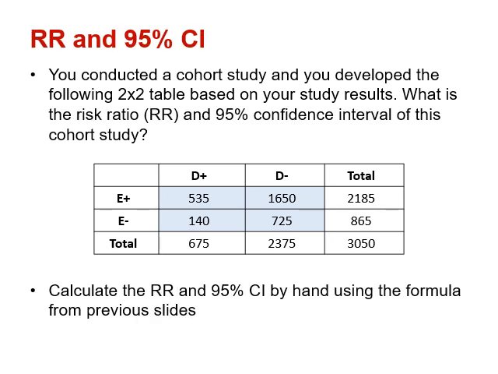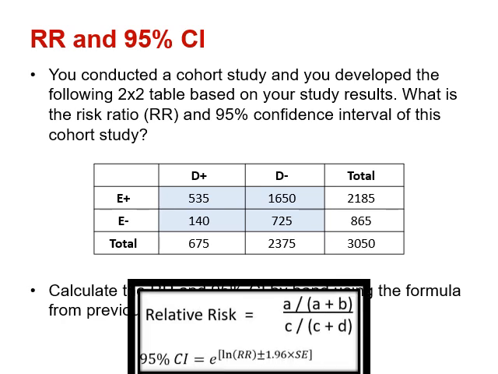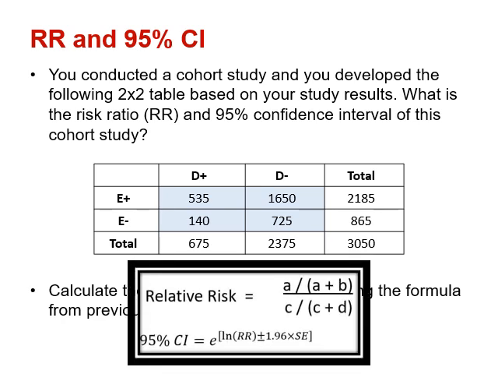For the second part of the exercise, you conducted a cohort study and you developed the following 2 by 2 table based on your study results. What is the risk ratio and 95% confidence interval of this cohort study? You can calculate them using these formulas from your lecture slides.